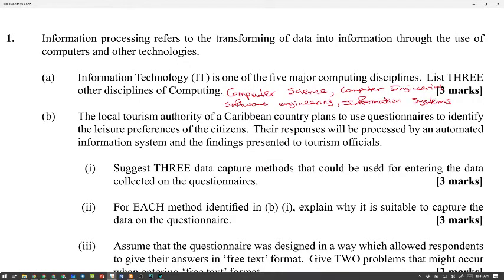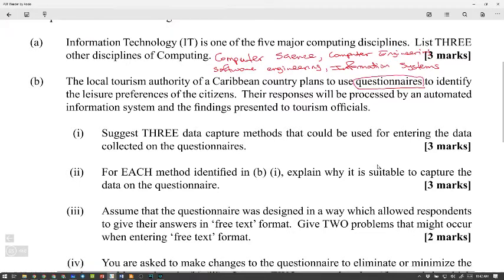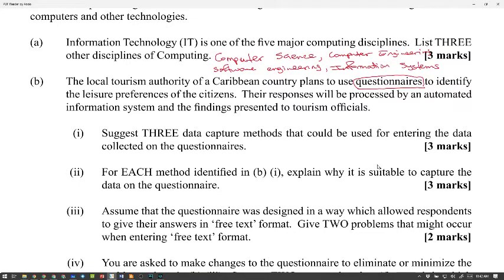The local tourism authority of a Caribbean country plans to use questionnaires to identify the leisure preferences of citizens. The responses will be processed by an automated information system and the findings presented to tourism officials. So what we see clearly is that they're using questionnaires. So that's supposed to give us a little indicator of what to expect. The next key thing is that the responses are being processed by an automated information system. So that means the things are coming in and they're automatically going to be processed somehow. So in order for them to be automatically processed, we need to have our mind organized like that.